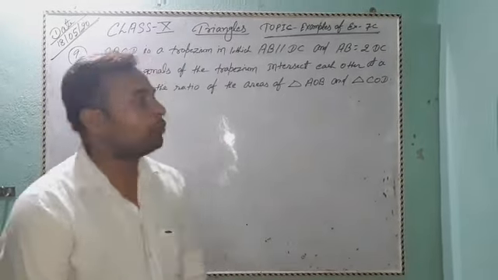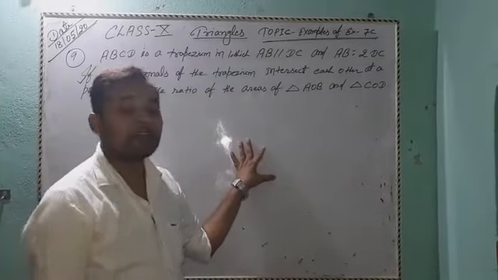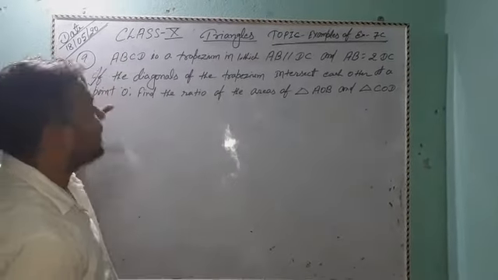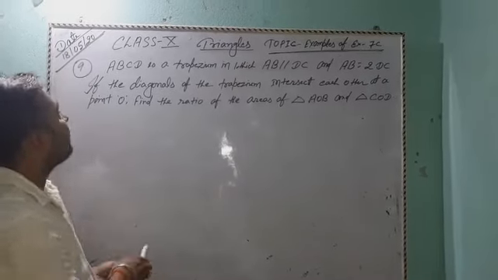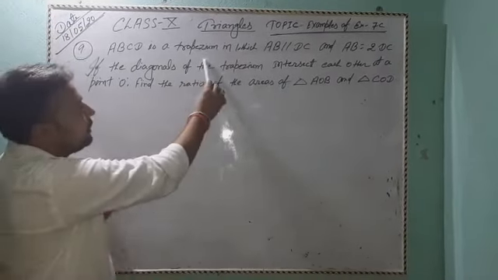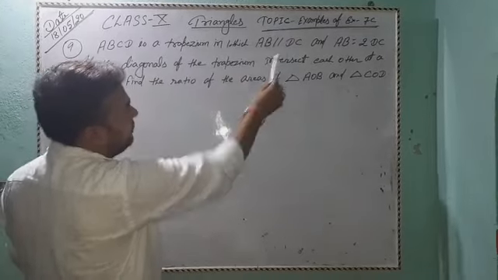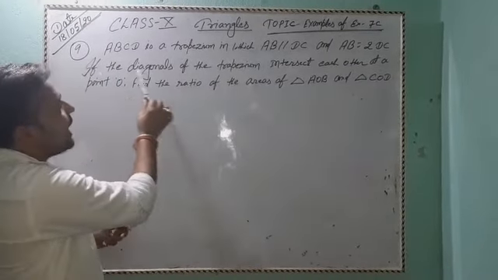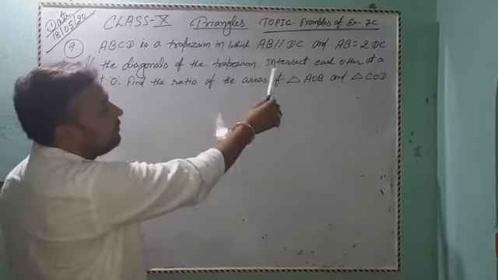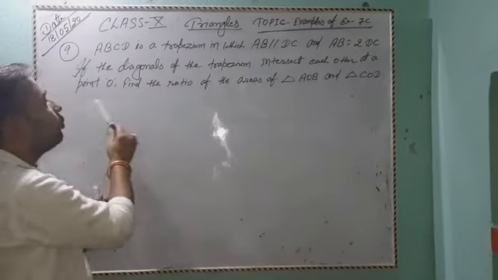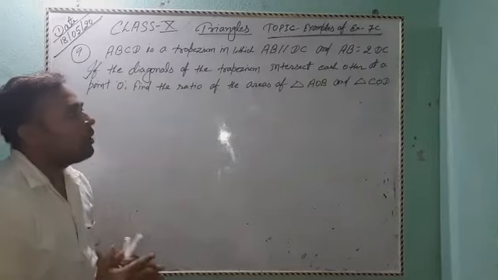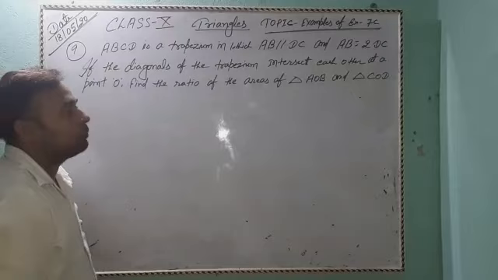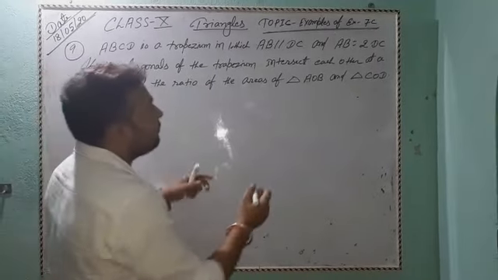Students, today I am going to discuss some examples of exercise 7C. So, the first example number 9. ABCD is a trapezium in which AB parallel DC and AB equal to 2DC. If the diagonals of the trapezium intersect each other at a point O, find the ratio of the areas of triangle AOB and COD. So first of all, we draw a diagram.